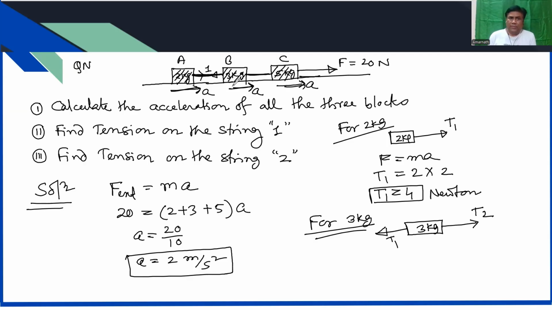This is T2. This thread is the second thread. This is the first thread. Tension 2. And acceleration is in this direction, so the direction of acceleration is rightward. So you should take the rightward force as positive. So it means plus T2 minus T1 equal to net F, because F net equal to mass into acceleration.